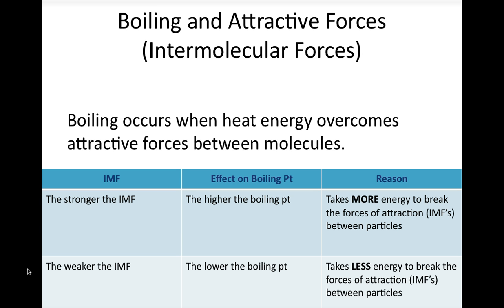So boiling occurs when heat energy overcomes the attractive forces between the molecules. So the stronger the intermolecular forces, the higher the boiling point, and therefore it takes more energy to break the intermolecular forces of attraction between the particles. If we have weaker intermolecular forces, there's a lower boiling point. This takes less energy to break the forces of attraction between the particles.